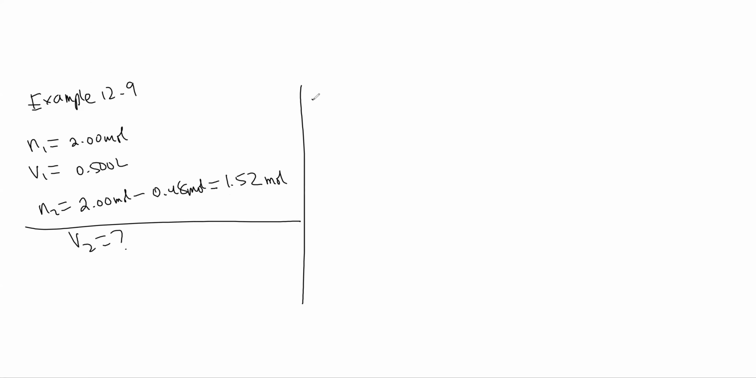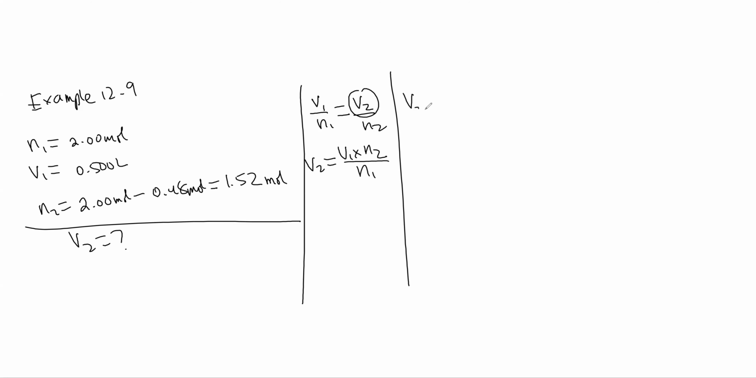And again, I will say that V1 over N1 is equal to V2 over N2, Avogadro's law. They want me to find this. V2 is equal to V1 times N2 divided by N1. So this is just cross multiplication. So now V2 is equal to V1, which is given, 0.500 liters, times the N2, which is the new number of moles, 1.52 moles, and then divided by N1, which is 2.00 moles. Moles and moles cancel out.